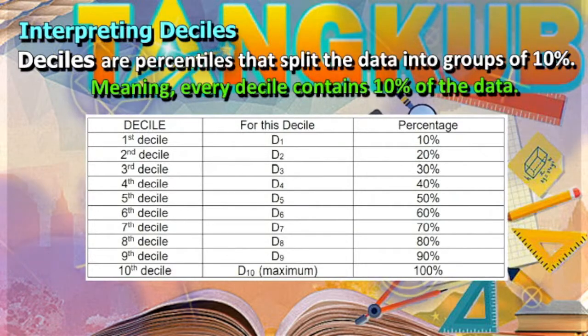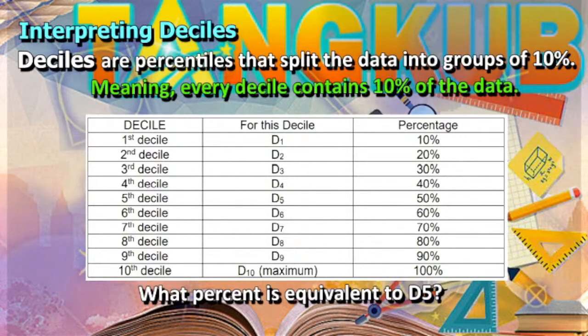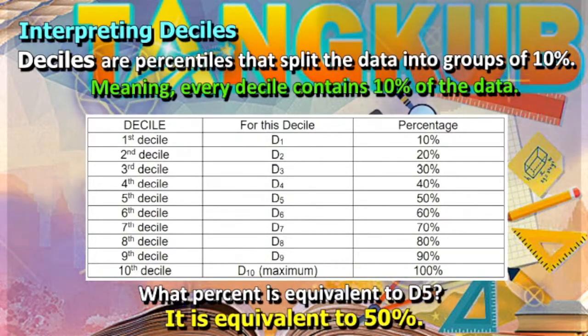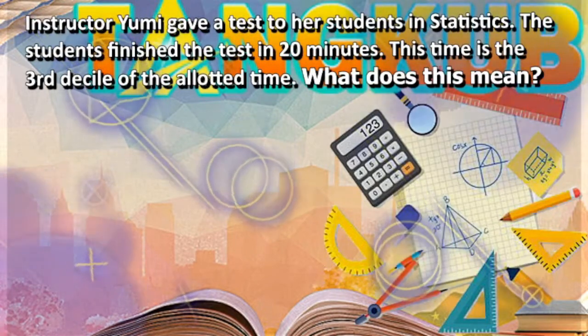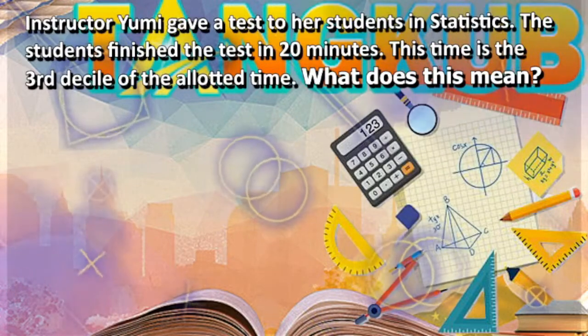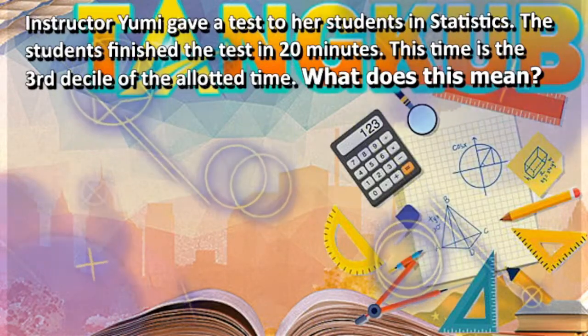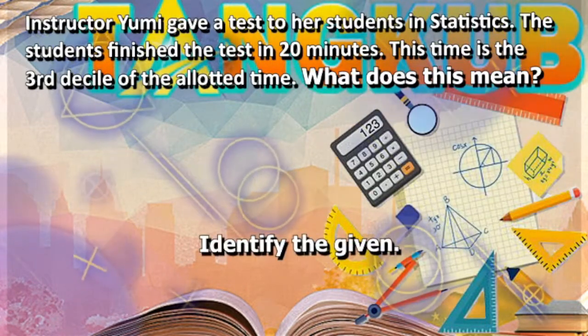Now, let us have the first question. What percent is equivalent to D5 or fifth decile? Correct. It is equivalent to 50%. Next question. Instructor Yumi gave a test to her students in statistics. The students finished the test in 20 minutes. This time, 20 minutes is the third decile of the allotted time. What does this mean? First, identify the given.